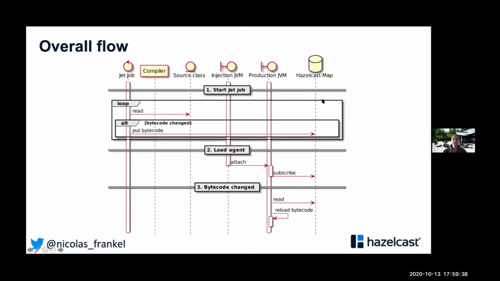So we will start the Jet job, and the Jet job just loops over and over the source class. If there is a change, it will set the bytecode in the IMap. The agent will attach the jar that has been pre-compiled into the running JVM. And now the JVM will subscribe to changes from IMDG, and every time there is a change, it will reload its bytecode.